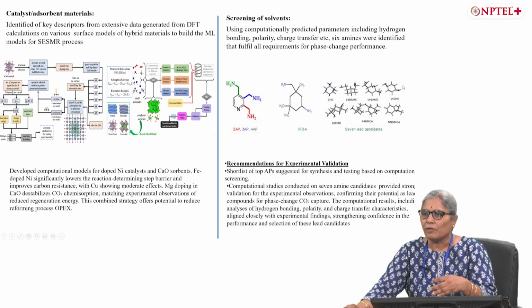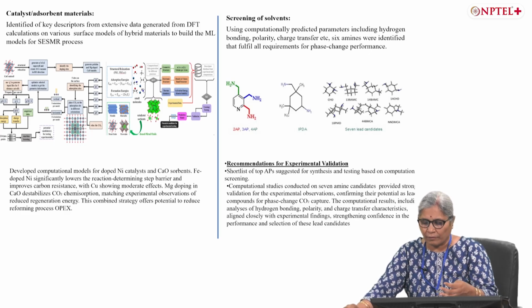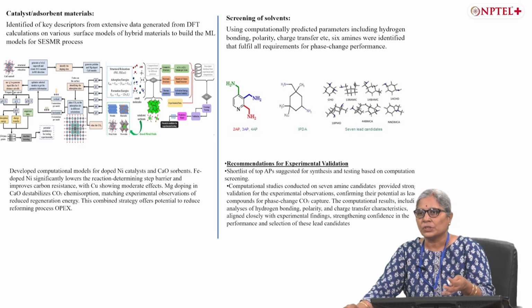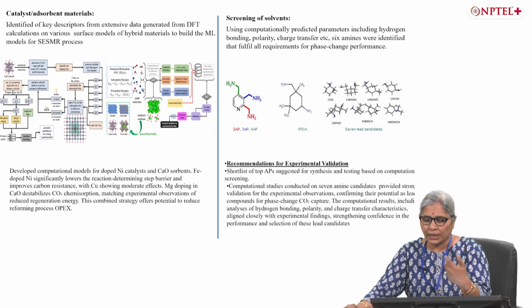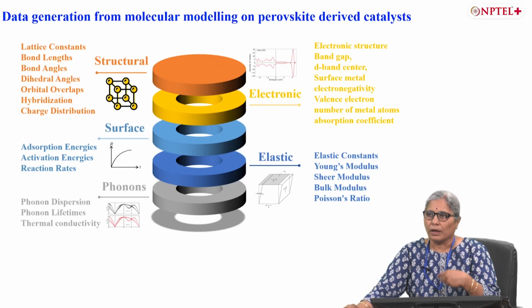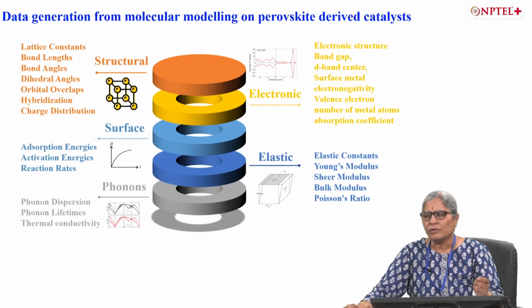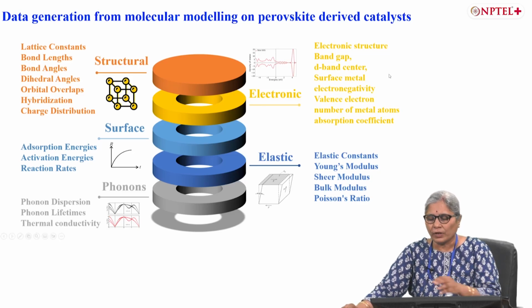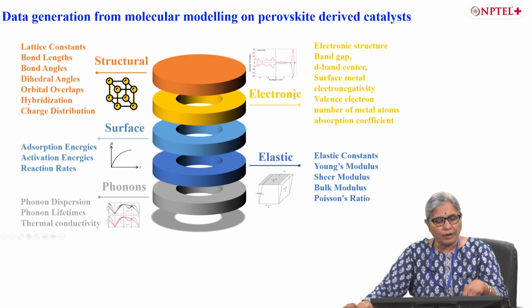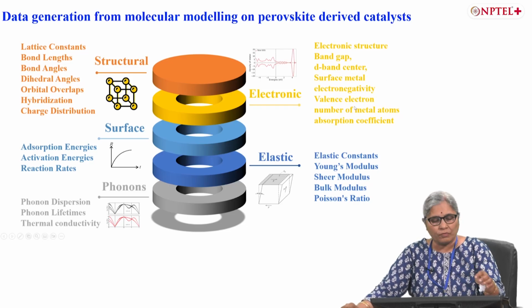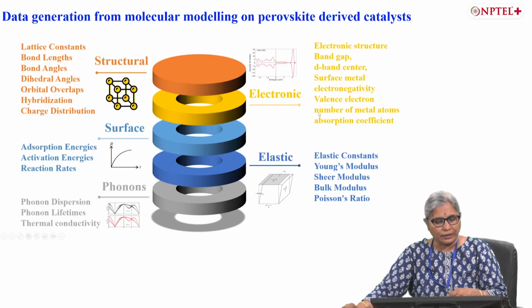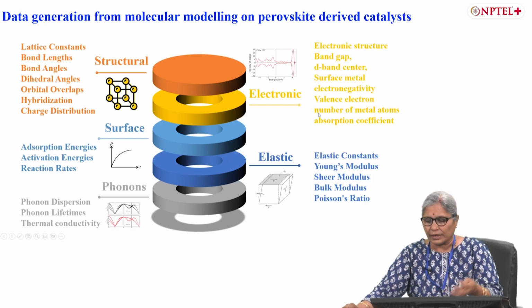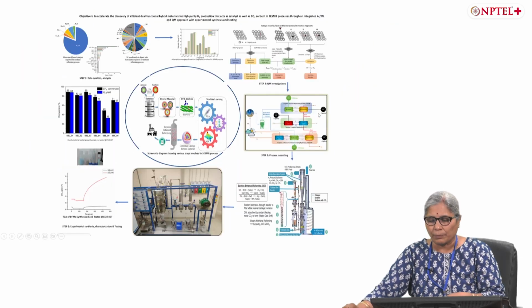So for this we work in line with experimental colleagues, where whatever lead compositions we give them, they try to synthesize and try to work for their CO2 reactions. These are the summary of some of the catalytic materials properties that we usually try to predict: bond length, bond angles, and other electronic and optical properties.